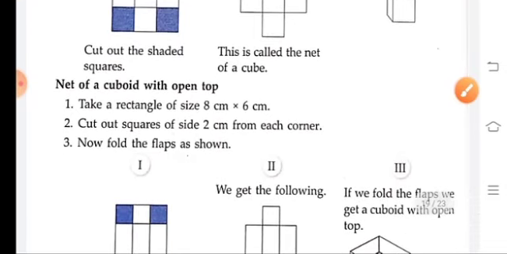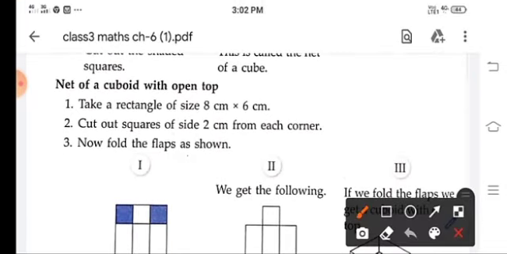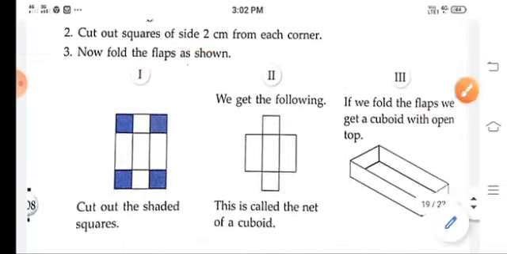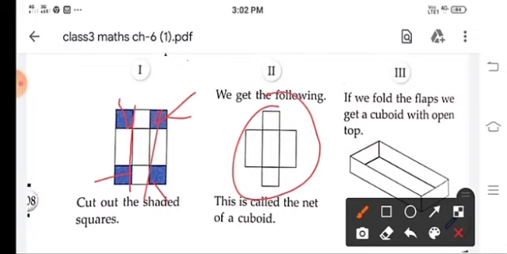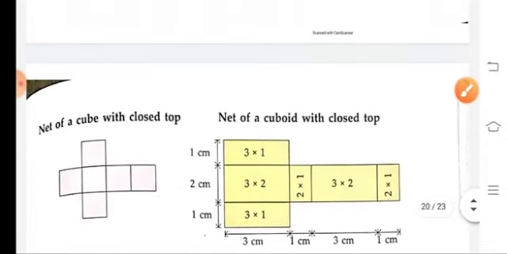Now, net of a cuboid with the open top. So here we are going to take a rectangle of 8 cm and 6 cm. Then we cut squares of side 2 cm from each corner, and then we fold the flaps. Again we have taken the rectangle, this is 8 and this is 6 centimeters, and we cut out these shaded portions. So we'll get a net of a cuboid. Then we fold these flaps and we get a cuboid with the open top.